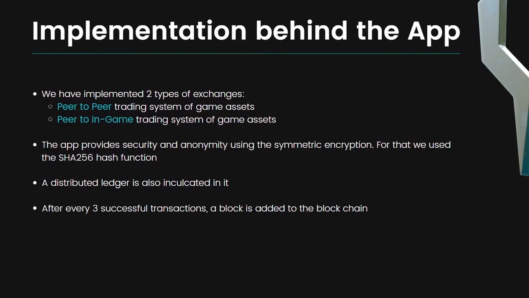So what's the implementation behind the app? We have implemented two types of exchange or trade systems. Number one is peer-to-peer. In the peer-to-peer trading system, you can exchange skins and other game assets with your peers. For example, I have a PUBG skin and I want a CS:GO skin, and they have the same rate according to our coin, which is based on the UTXO model. Then you can do this.